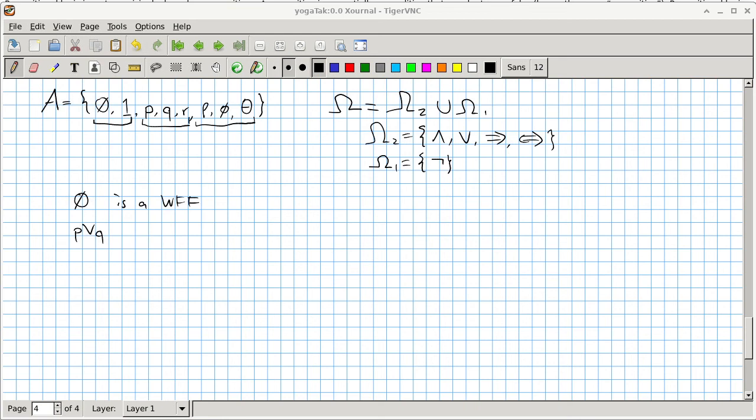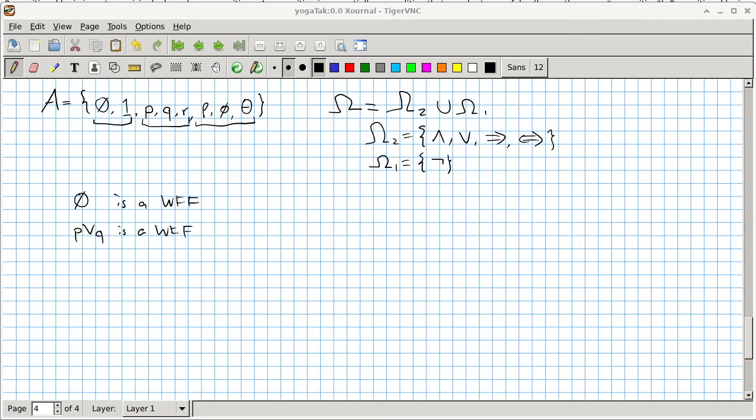So now we look at each thing that we gave it to operate on. One is P and one is Q. Is P well-formed by itself? Is P itself a well-formed formula? Yes, because it is found in alpha. Same thing applies to Q, right? So that is the reason why P or Q is also a well-formed formula.